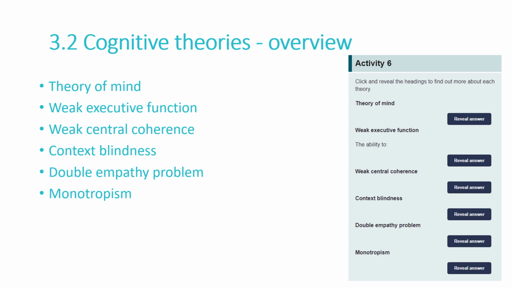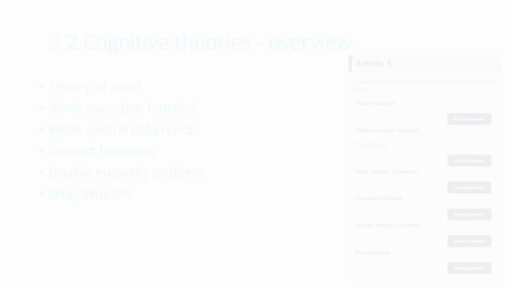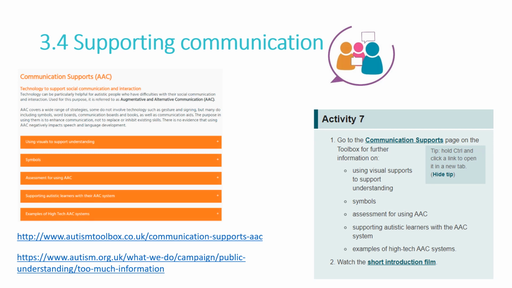Activity 6 is a click and reveal activity within the module which can be completed when accessing the content. Activity 7 directs participants to the Autism Toolbox online. This could be accessed during the group learning session via a shared screen or individual devices, or alternatively completed as a gap task. Participants are also directed to a short introductory film which could then be used as a discussion prompt.